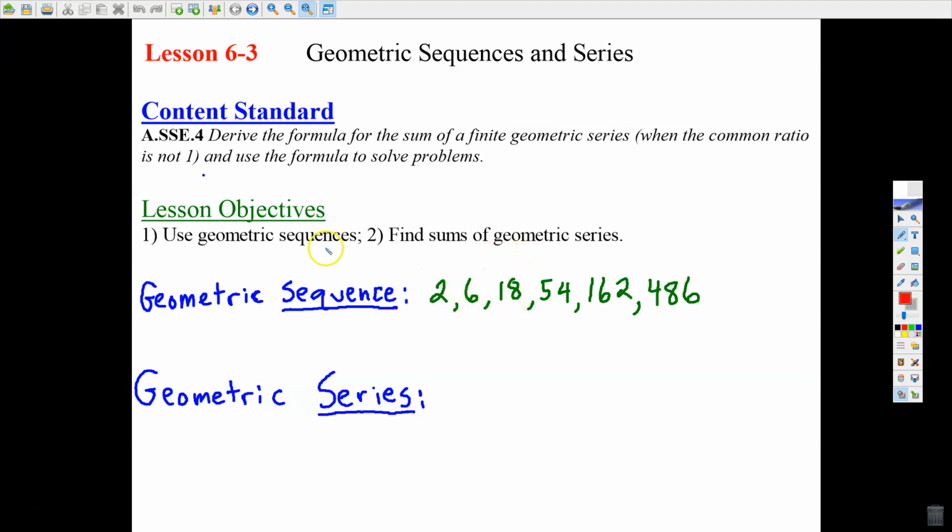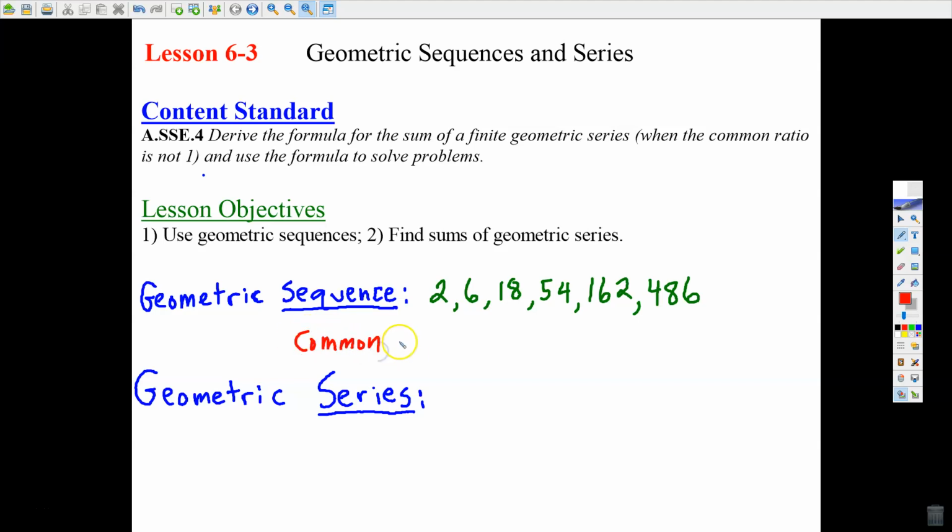To be a geometric sequence, the pattern has to be this: to get from one term to the next, we are multiplying by the same number each time. You've probably already figured out that to get from one term to the next, I am multiplying by 3. 6 times 3 is 18, 18 times 3 is 54, and so on. That number that we multiply by each time is called the common ratio.